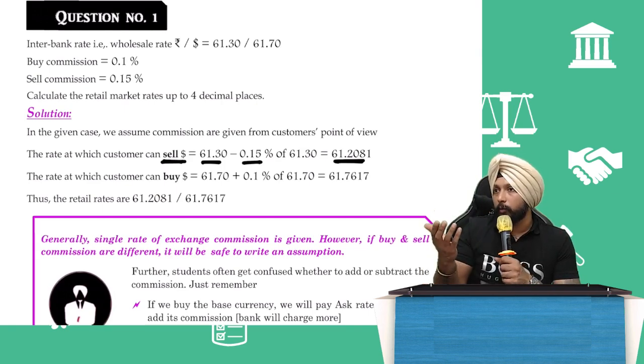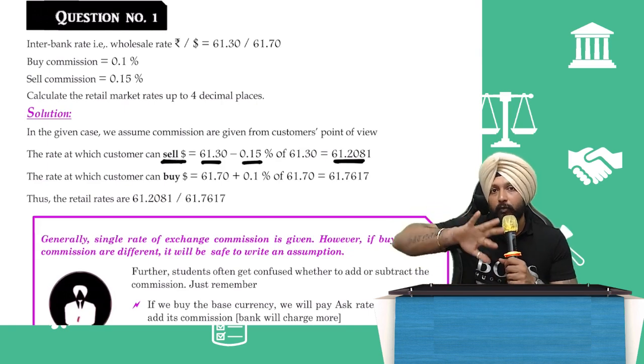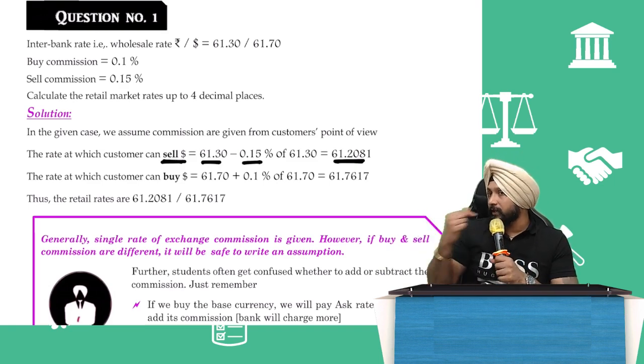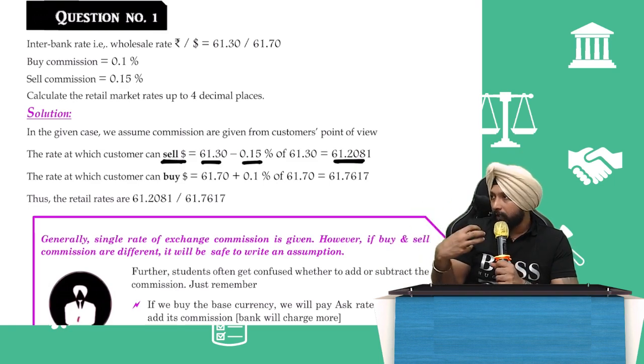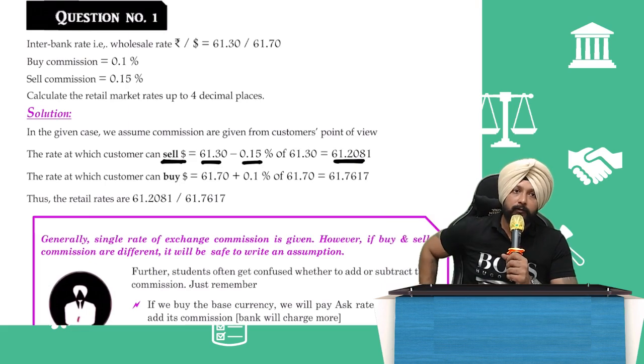When you sell dollar to the bank, you will receive rupee. But while paying you rupee, the bank will reduce its commission. That is why we did minus. You sold dollar to the bank, you got rupee, but from that rupee the bank is deducting its commission and paying you the net money.